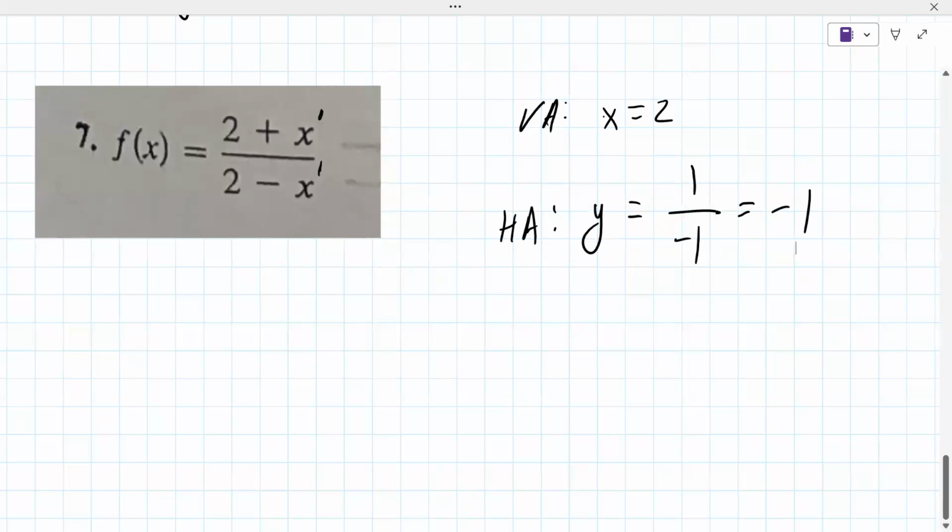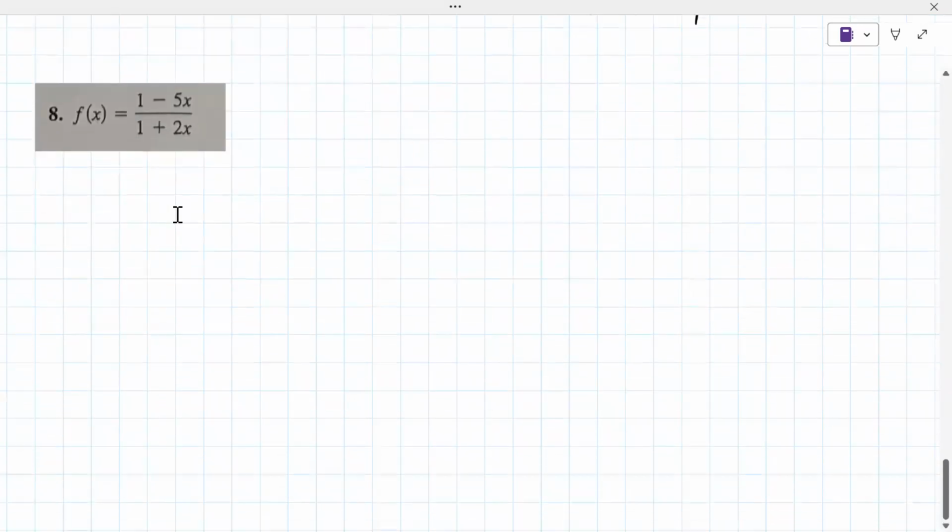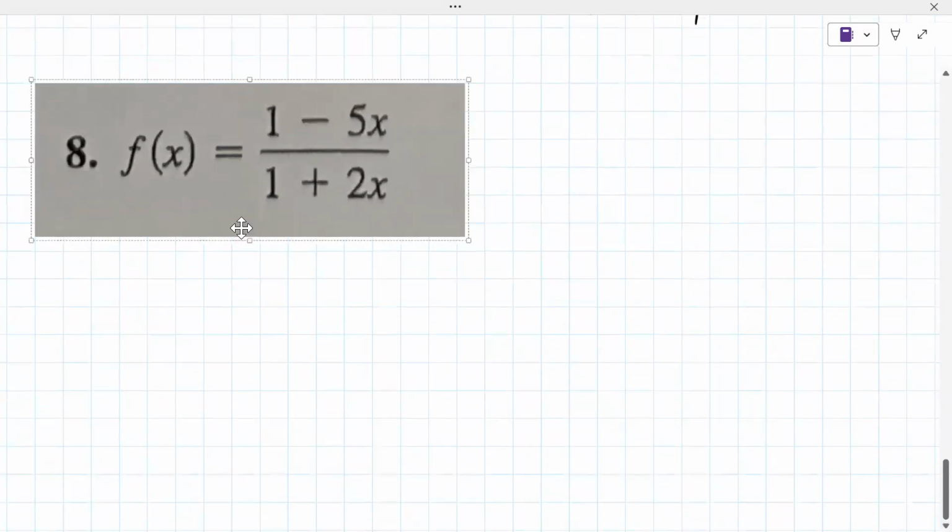All right. Number 8. Are you getting this down in your notes? Yeah. All right. So this time I want you to find both the vertical asymptote and the horizontal asymptote. Okay. And I'll be right back with you.